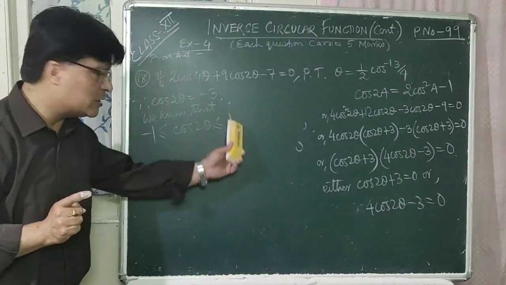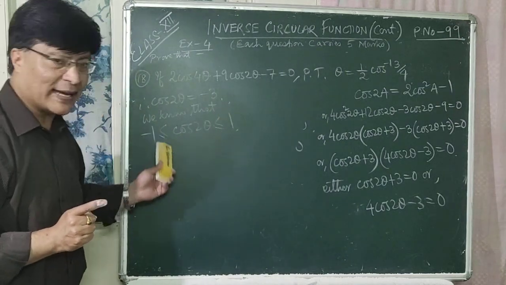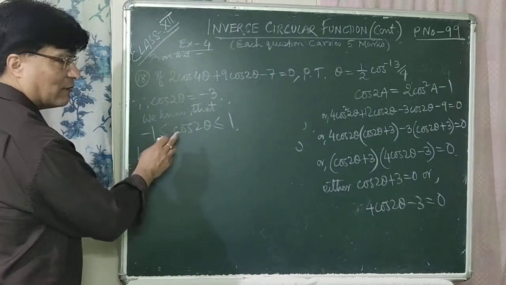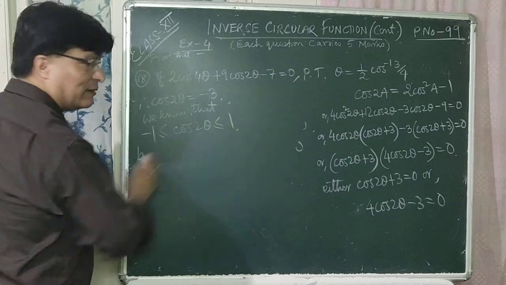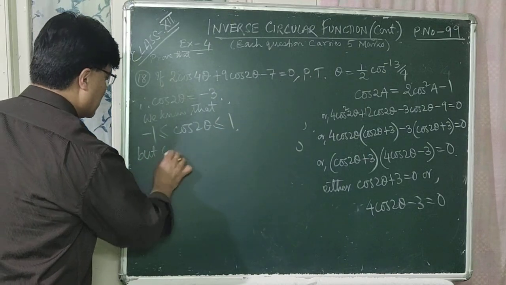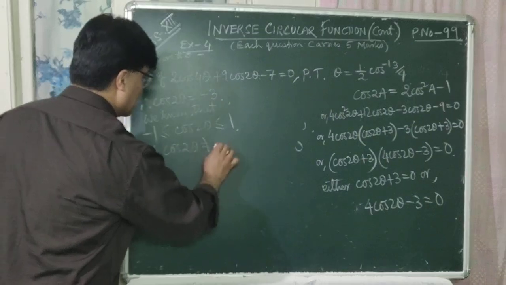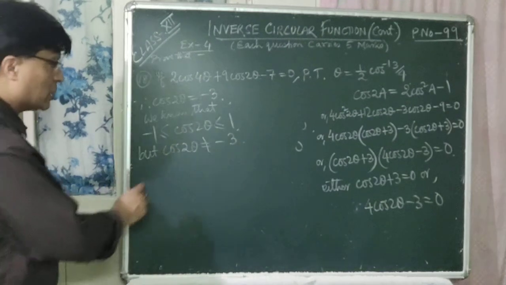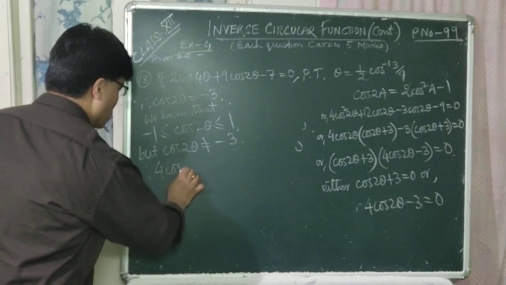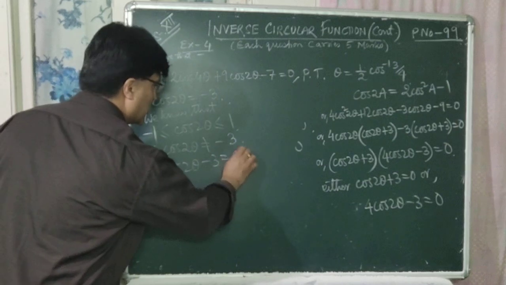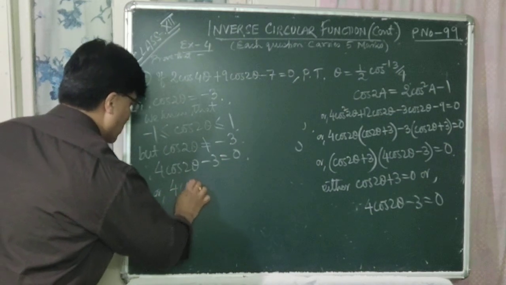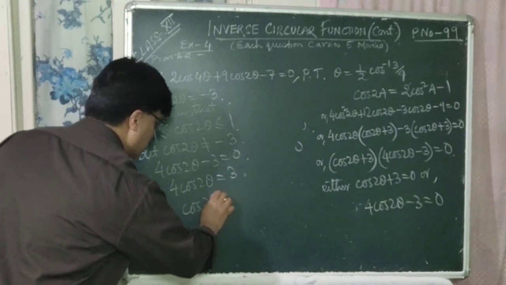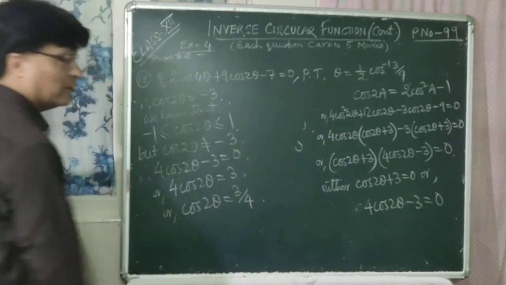Understood? So this is the reason that cos 2 theta is not equal to minus 3, because the value of cos 2 theta should lie between minus 1 and plus 1. Okay? But there is another equation. What is the other equation? 4 cos 2 theta minus 3 is equal to 0, or 4 cos 2 theta is equal to 3, or cos 2 theta is equal to 3 by 4.